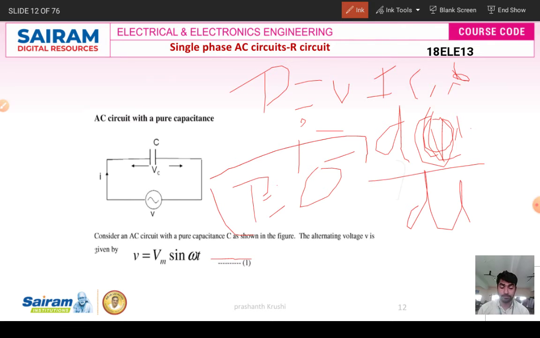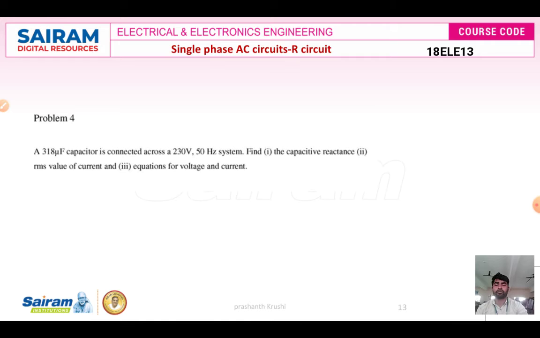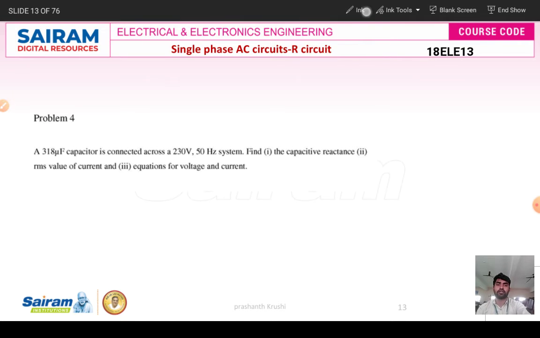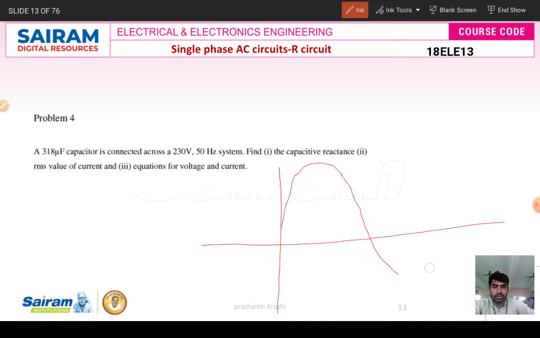So that is VC. V is equal to Vm sin omega t. Due to the voltage, current will flow through the circuit, right? So the waveform I'll draw for your reference, for the pure capacitance. There is an x-axis and y-axis. This is voltage, and this one is current, exactly 90 degrees apart, starting from positive.